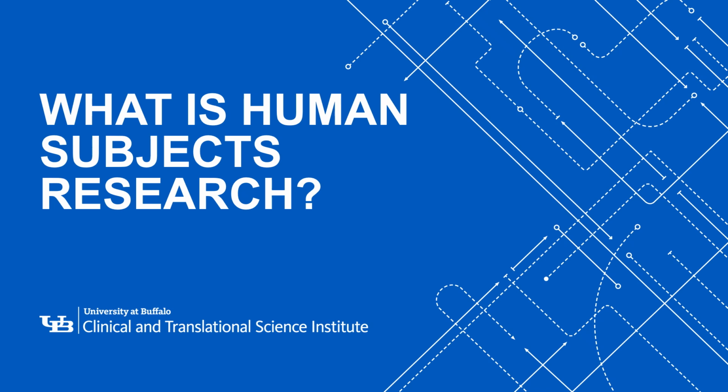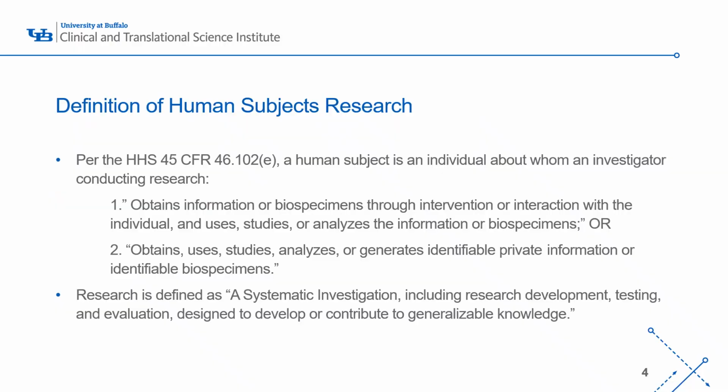So what is human subjects research? The definition of a human subject, per the government regulations, is an individual about whom an investigator conducting research obtains information or biospecimens through intervention or interaction with the individual and uses, studies, or analyzes the information or biospecimens, or obtains, uses, studies, analyzes, or generates identifiable private information or identifiable biospecimens.